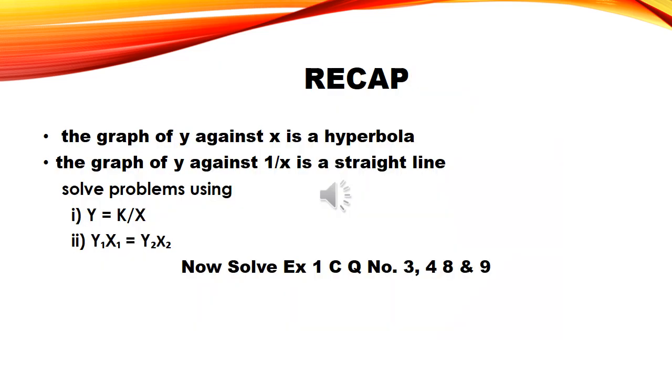Dear students, before starting our written task, first we have to recap our today's lesson. The graph of y against x is a hyperbola. Do you know why it is a hyperbola? Good. Because the relationship between y and x is inversely proportional. Second, the graph of y against 1 by x is a straight line. Good. Because the relationship between y and 1 by x is directly proportional due to the k, which is constant.